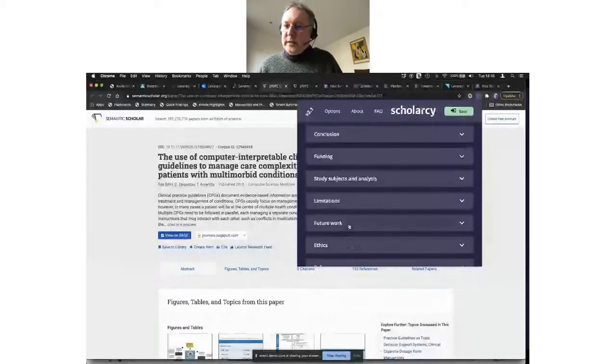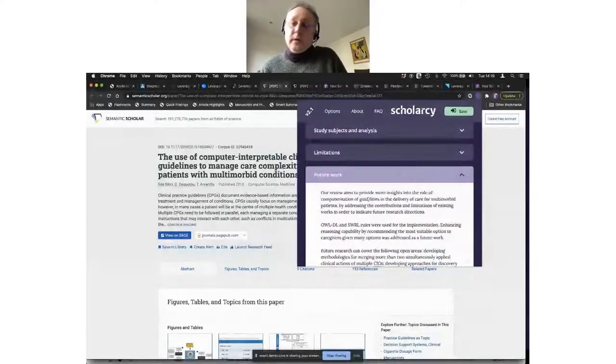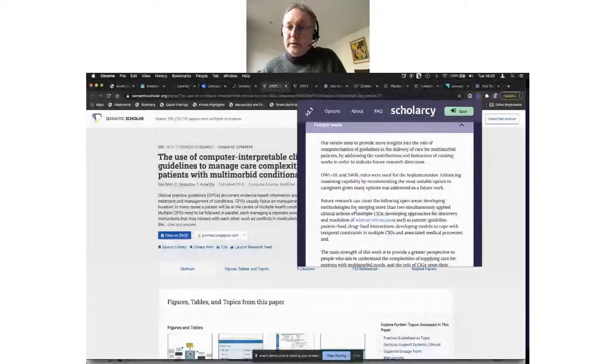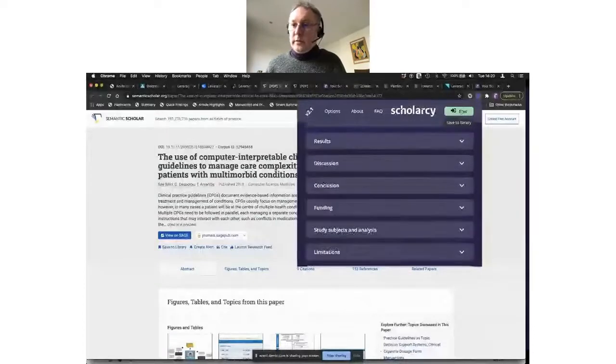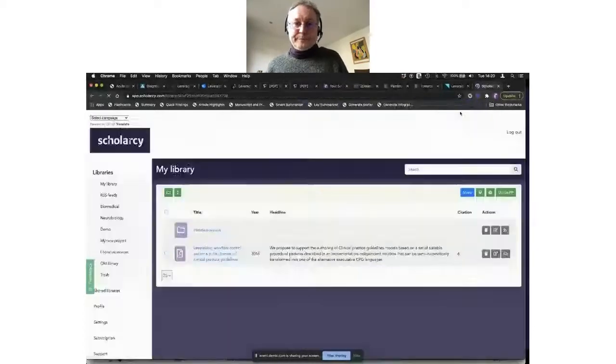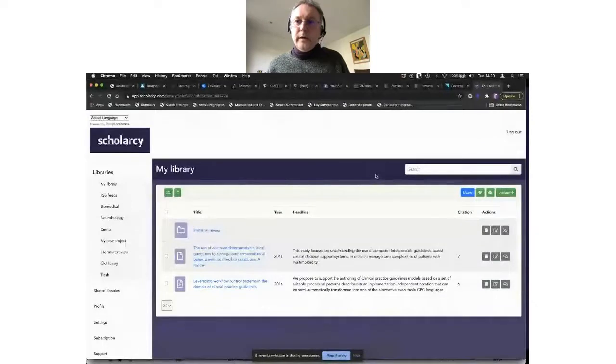And finally, this review paper talks about future work, which is what we're going to use to help with our literature review. This shows current gaps in the knowledge. So for example, it's saying that future research needs to look at applying more than one guideline to a patient and looking at adverse interactions and making it more patient specific. So this all looks good. So we're going to save this to our library as well. Okay, there it is there.